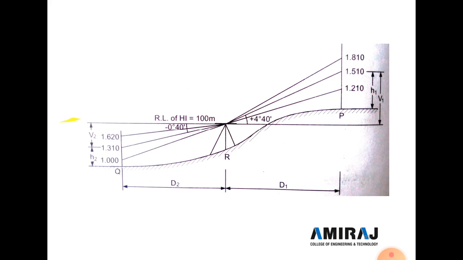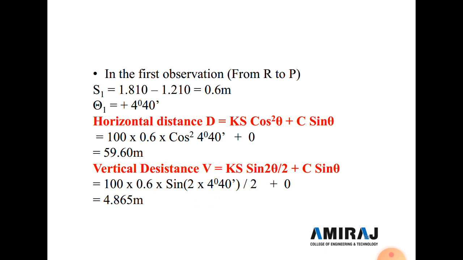Similarly, the vertical distance V2 is from the horizontal line of sight to the central heading, and the horizontal reading to the bottom of the staff is H2. D1 is the horizontal distance from the instrument station R to the staff station P, and similarly RQ is the horizontal distance D2.